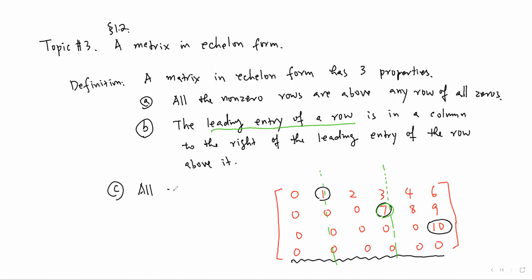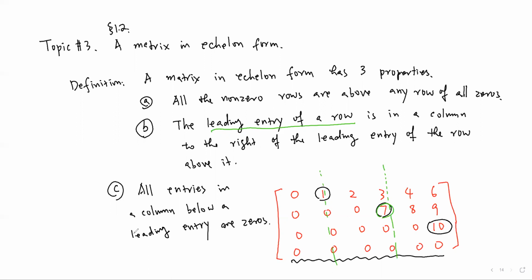Now, property number 3. All entries in a column below a leading entry are zeros. If a matrix has these properties, then the matrix is called in echelon form.